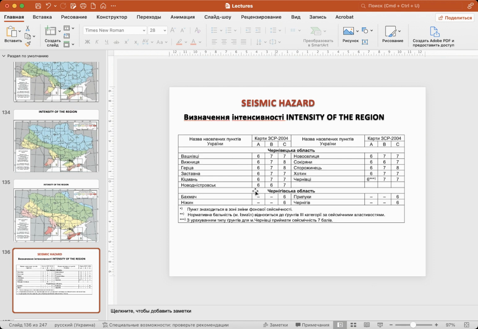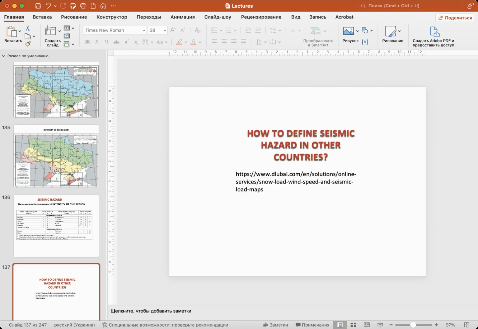And also, we have an appendix to our code which gives us the ability to define the intensity for each city, for example, Sokyriany. According to map A, we have in Sokyriany 6. According to B, it might also be 6. And according to map C, we have intensity 7. But what do we have to do when we are dealing with certain foreign countries?